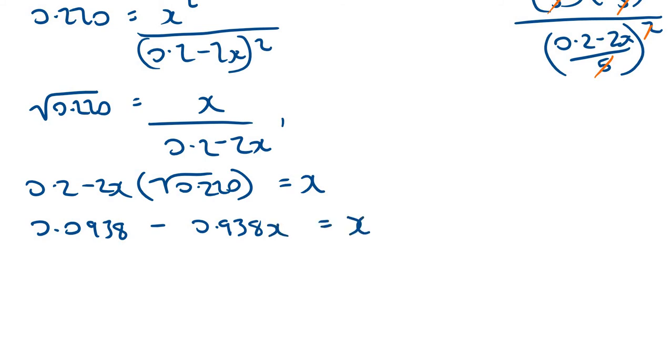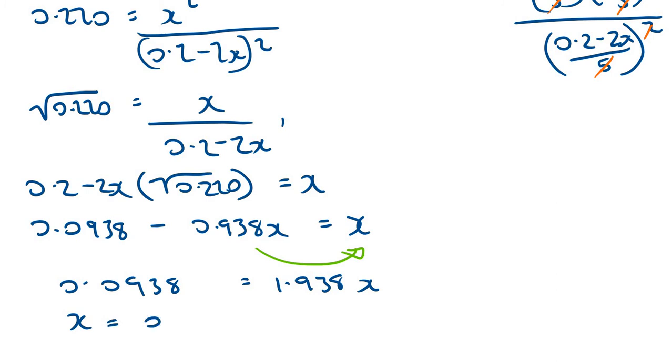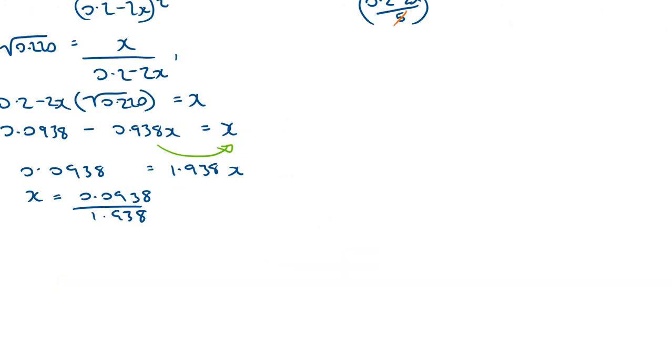So therefore, bringing that over to the other side, I'm left with 0.0938 is equal to x plus that, which is 1.938x. Divide both sides by 1.938. x equals 0.0938 divided by 1.938, and that's equal to 0.0484. So we're not finished the question yet. That just tells me the number of moles of bromine formed.